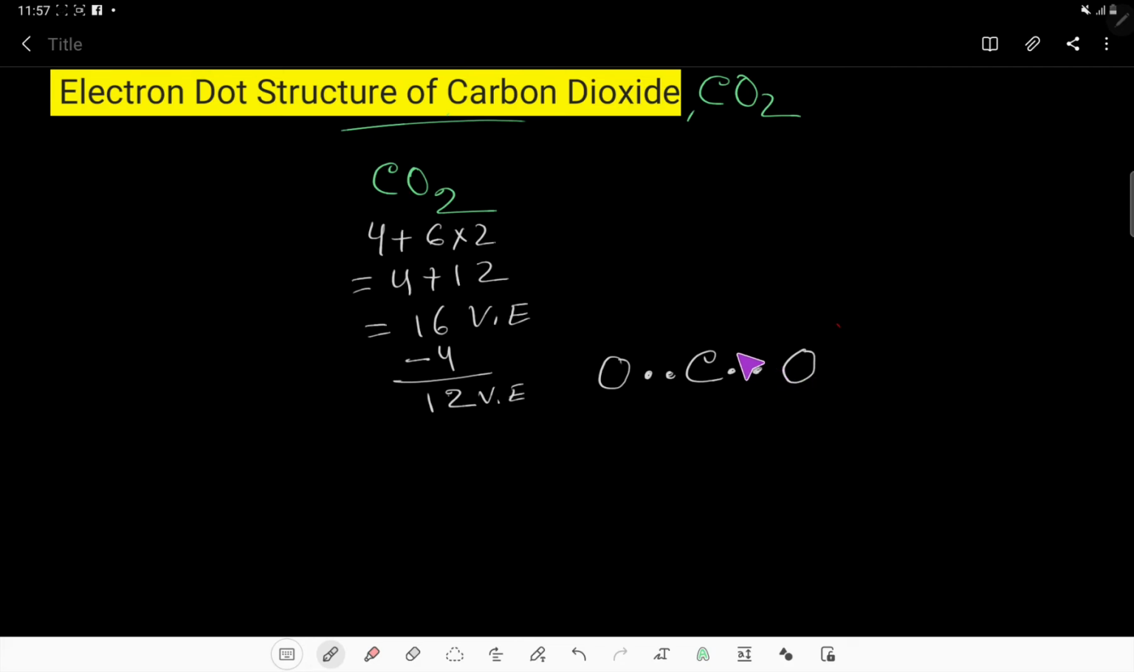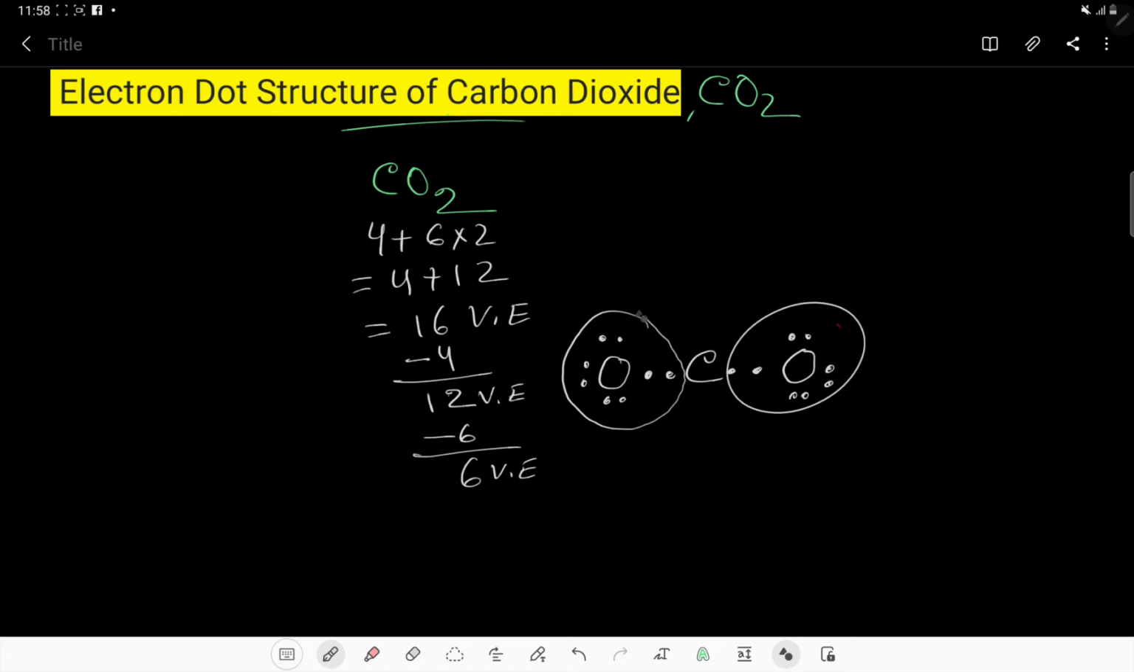This oxygen has 2 valence electrons, so it can take a maximum of 6 valence electrons out of these 12. If you deduct, then you have 6 valence electrons left. So these 6 valence electrons will come here. Now look, this oxygen has 8 valence electrons. This oxygen also has 8 valence electrons, and this carbon has, look, 4 valence electrons.